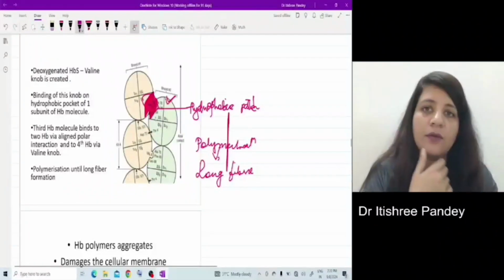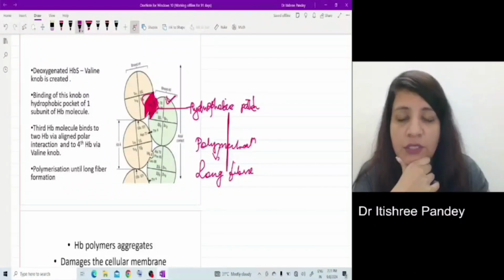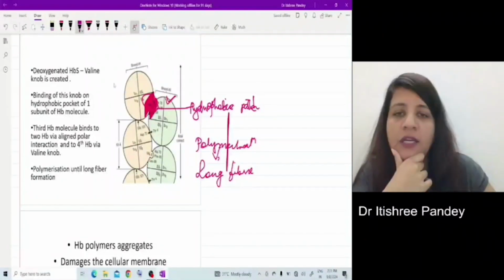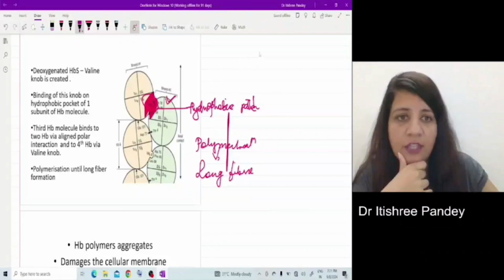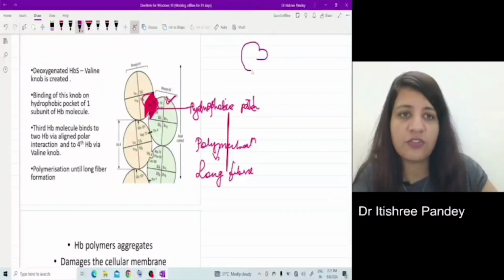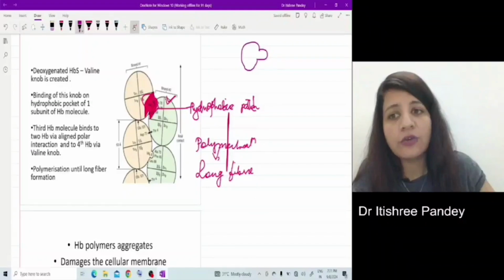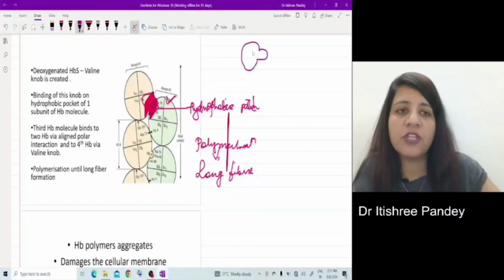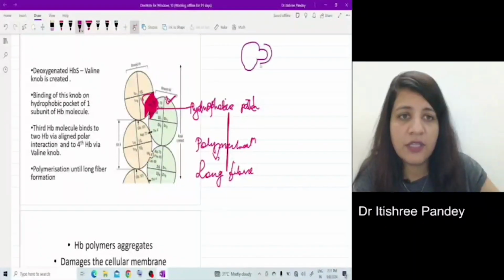Now what exactly happens in HbS that leads to polymerization? As we know, in the deoxygenated HbS, a knob-like structure is created. This knob-like structure gets attached to the hydrophobic pocket of one subunit of the hemoglobin molecule.